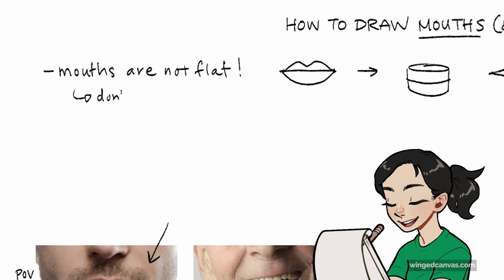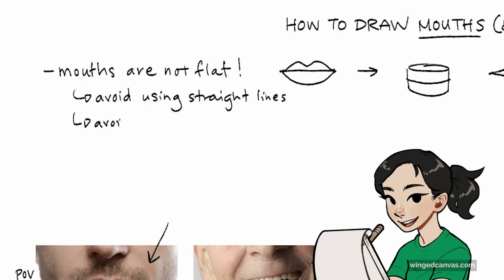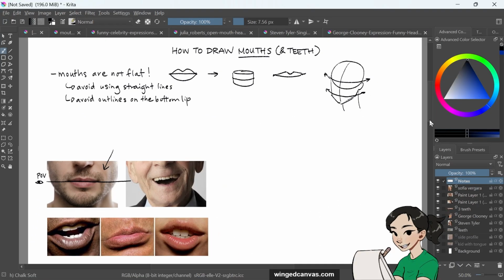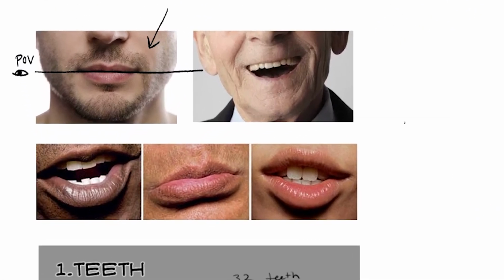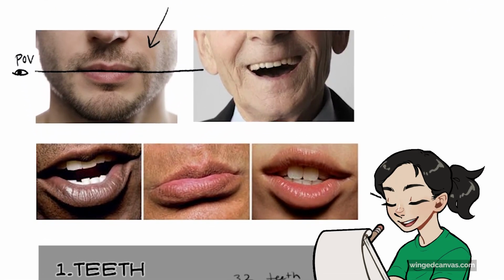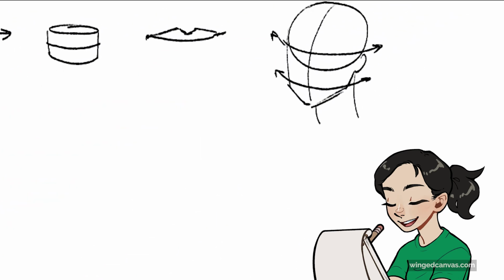Okay, so the other thing you want to keep in mind when you're drawing a mouth, to not make it look flat, is you don't want to outline the entire mouth. If you look at some of these examples on the side here, you'll see that the outline sort of stops along the edges of the mouth. Where a lot of people go wrong is they'll draw a mouth and then outline the bottom lip like that, which makes it look really flat.